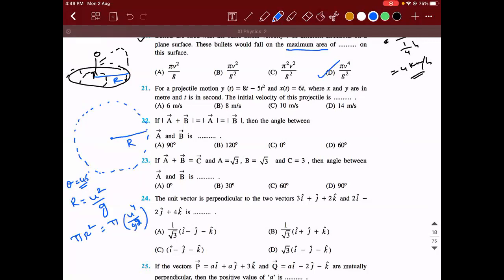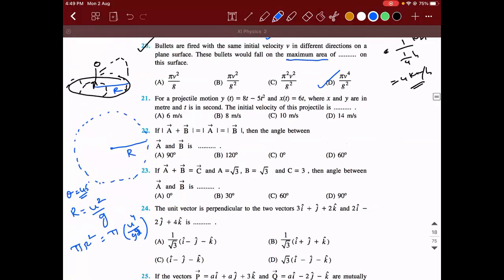Sir, I have a doubt. Then, sir, what if theta is 0 degrees? Theta is 0 degrees, it cannot be a projectile.